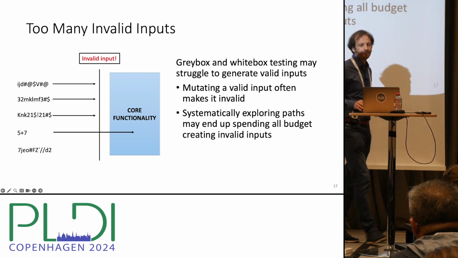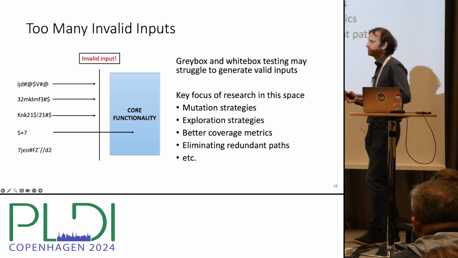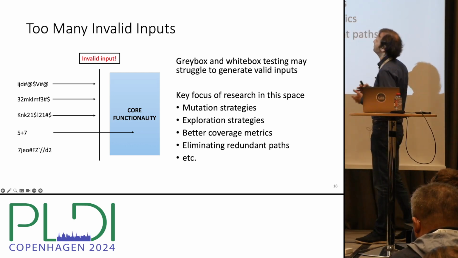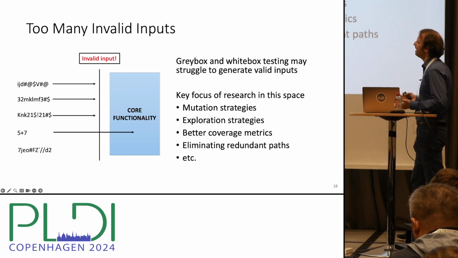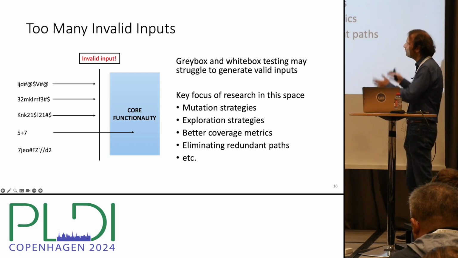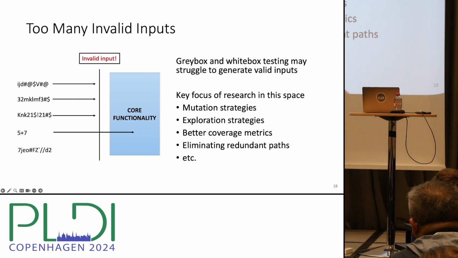And a lot of the research, in fact, in greybox and whitebox fuzzing tries to solve this problem. How do we generate meaningful inputs? And there is a lot of research in terms of mutation strategies, exploration strategies, better coverage metrics, eliminating redundant explorations. So I won't have time to go into too much detail here, although I will touch upon one of the exploration techniques later on.